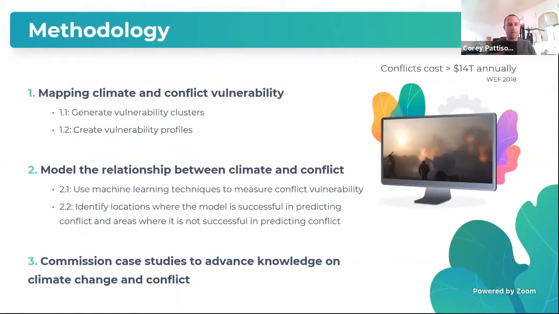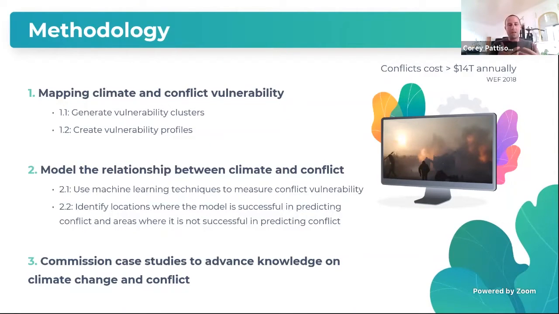So the 3 parts of the methodology are to create vulnerability clusters, and I'll get into that in a second, through a hierarchical clustering analysis, and that will provide us with a variety of vulnerability profiles at the subnational level, and then to use machine learning techniques based on this vulnerability clustering to measure vulnerability to conflict, to effectively predict where we would see conflict emergence across these profiles. And then we use that to identify locations where the model predicts conflict well through in-sample testing, and where it's less successful.